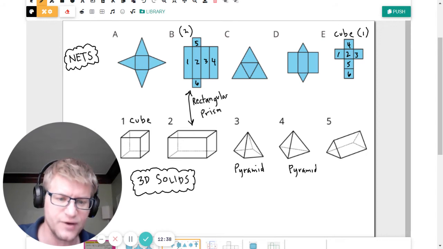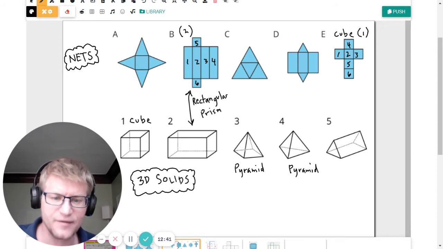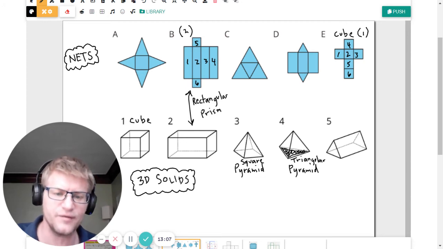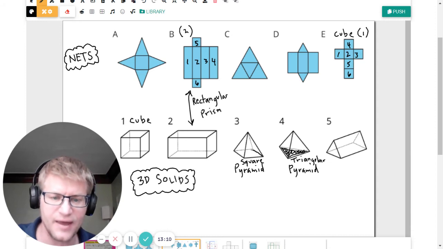So what's the difference between them? Well, this one has a square base. So what we're going to do is actually call it a square pyramid, right? A square pyramid because it has a square base. And this one we're going to call a triangular pyramid, all right? So a triangular pyramid because it has a triangular base. I don't know if you guys can see that, but this part down here is a triangle, right? And that's a triangle base. So this is a triangular pyramid, and this one has a square base. So it's a square pyramid.